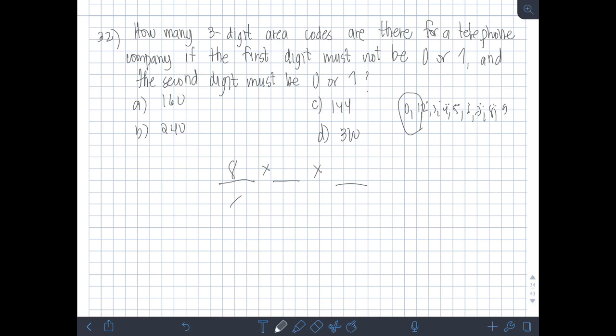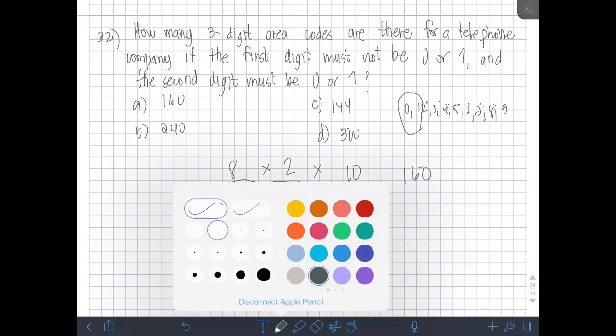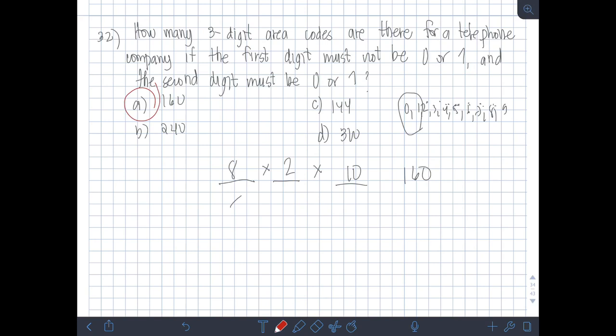Dun sa second digit, must be 0 or 1 lang daw. So, therefore, dalawa lang yung choice natin. 0 or 1 lang eh. So, sulat natin dun sa pangalawang line ay 2. And then, dun sa dulo, since wala tayong restriction na no repetition is allowed, pwede nating gamitin lahat na ng number na to from 0 to 9, which is ilan yun? 10, right? So, therefore, our answer is 8 times 2 times 10 or 160. So, therefore, letter A.